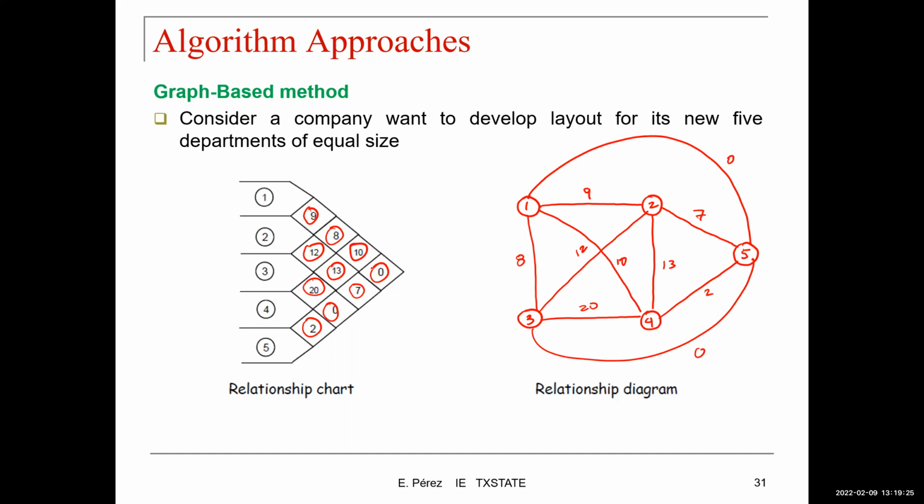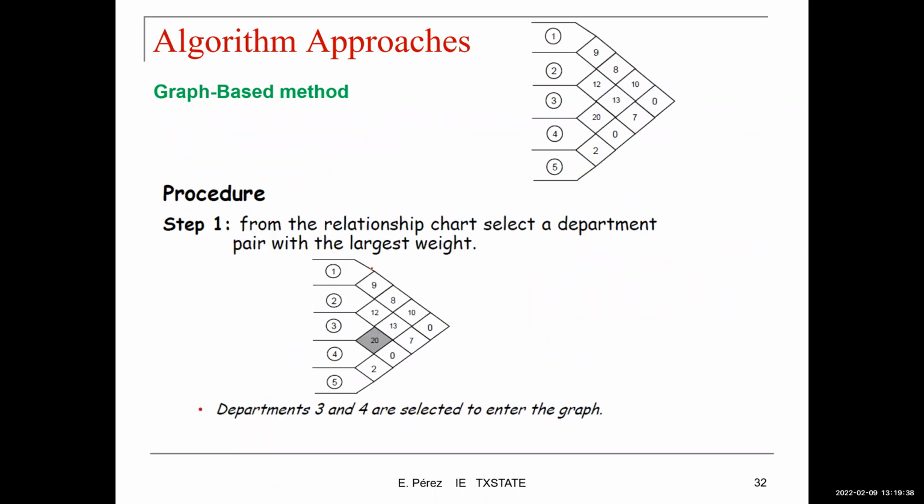In step 1, from the relationship chart, select the department pair with the largest weight. We're going to look at this relationship chart and see that the largest score here is 20. So departments 3 and 4 are selected to enter the graph. We're going to start building this step by step, starting with departments 3 and 4 because they have the largest weight. Remember, we're going to guide our decisions based on these numbers. This first step is quite simple: we select the two that have the highest score and we start building this graph.